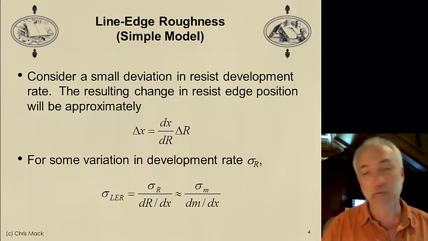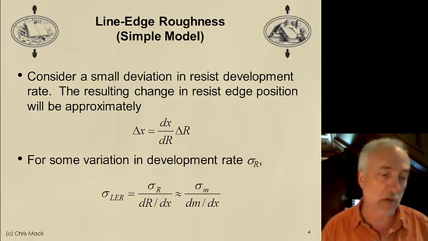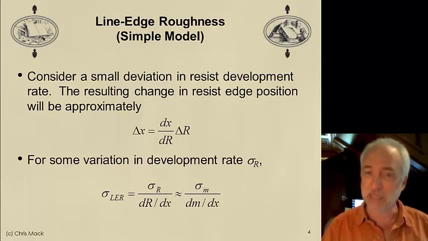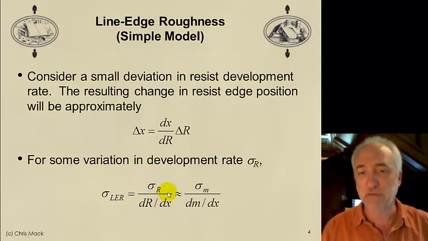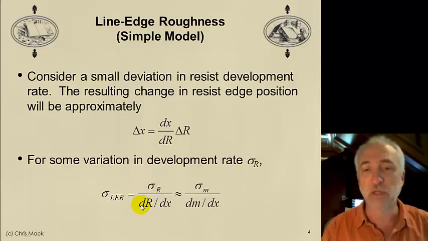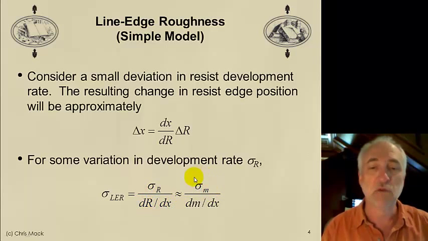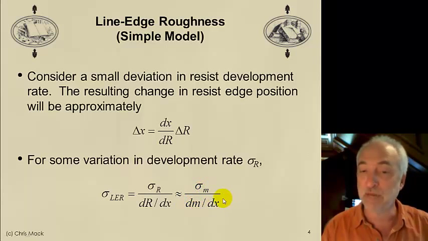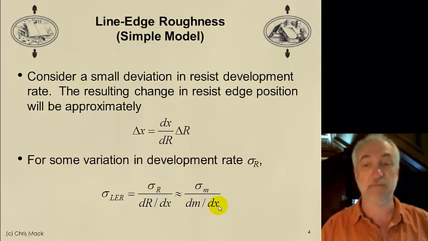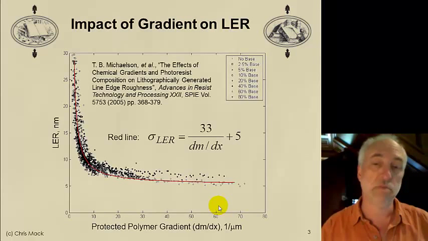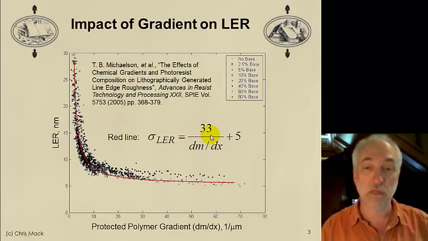Well, if we have a fairly high contrast development, and we assume that there's really no noise inherent in the development process itself, I'm not sure that that's true, but let's make that assumption, then this ratio of the standard deviation in the dissolution rate divided by the dissolution rate gradient will be about equal to the standard deviation in the protected polymer concentration divided by the protected polymer gradient. And that's in fact what we saw on this previous curve.